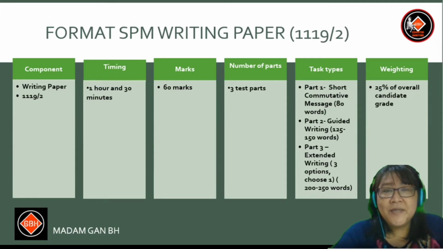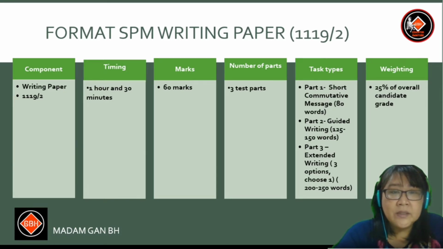Let's look at the format for the SPM writing paper. First of all, the timing. It is 1 hour 30 minutes and 60 marks. The number of parts: there are 3 test parts. So the types: part 1 is a short communicative message.